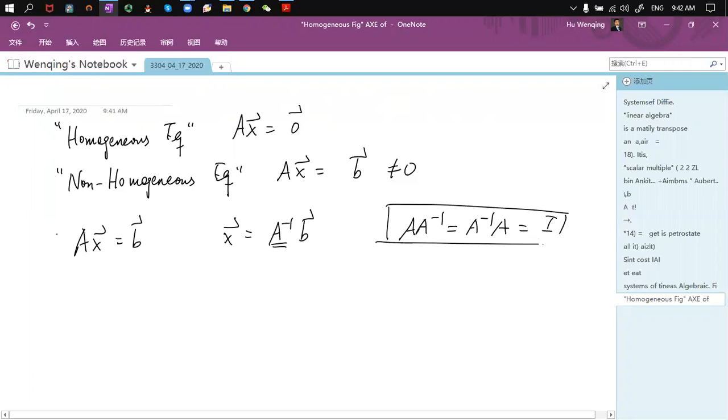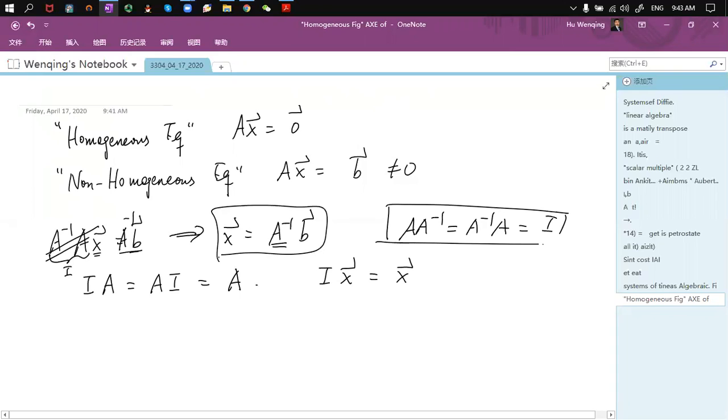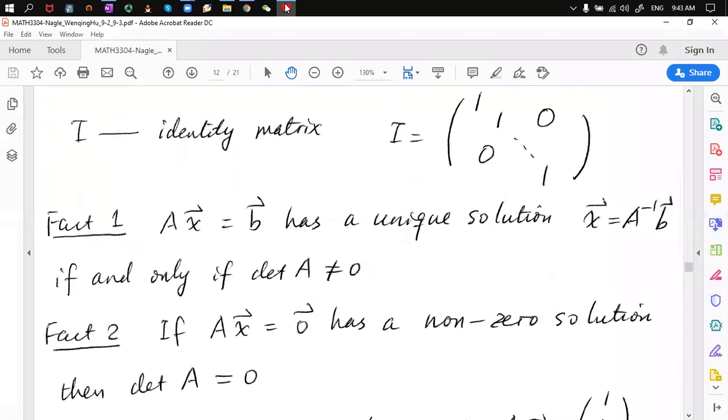Once you have the inverse matrix, you can simply multiply A inverse on both sides of this equation, and A inverse multiplied by A is the identity. The identity matrix is such a matrix that multiplied by any matrix, no matter left or right, it is equal to that matrix. In particular, the identity matrix multiplied by a vector is equal to that vector. So the identity can simply cancel, and thus X is A inverse of B. That's the solution. This is a very simple way to solve a system of algebraic equations: you simply multiply the inverse on both sides of this equation.